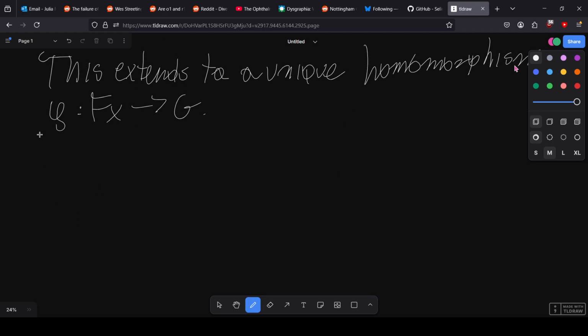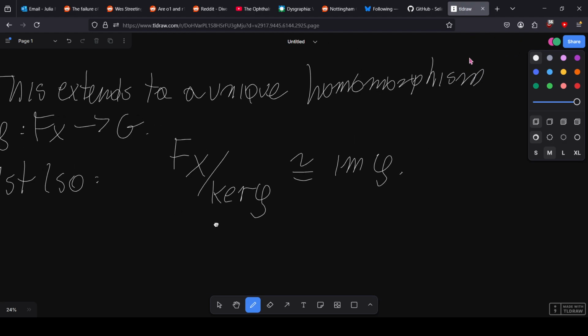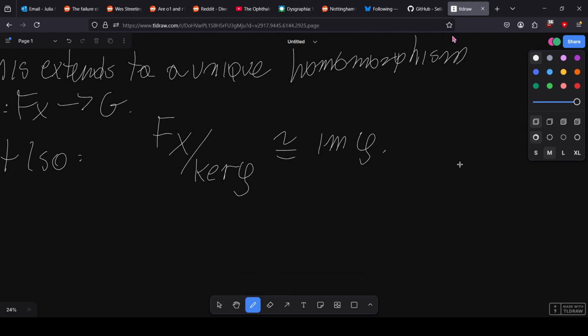If we use the first isomorphism theorem here, what happens is that we get that F_X quotient kernel of phi will be isomorphic to the image of phi. So all we really need to do now is show that phi is surjective. If it is surjective, then the image is exactly G.